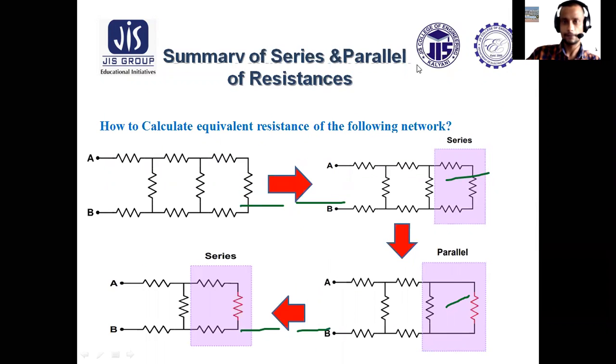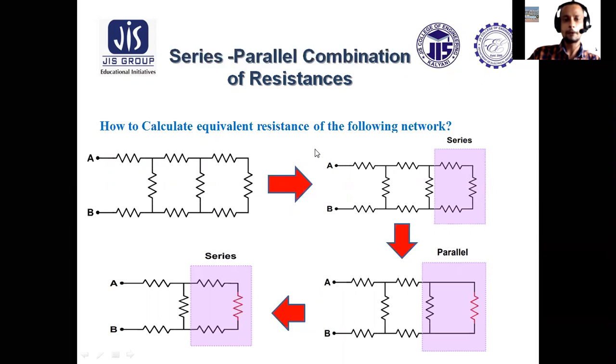Now, how to get the equivalent resistance of a series-parallel combined circuit? This is a practical network in which resistances may be connected in series or may be connected in parallel. So how to get the equivalent resistance in this case?